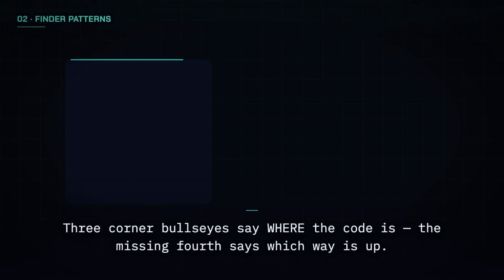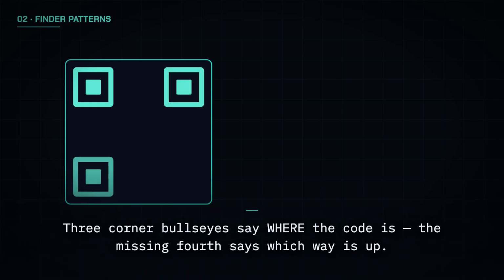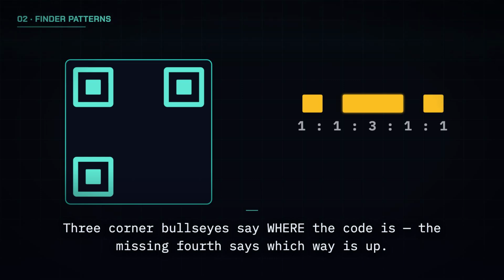Look at the 3 big squares in the corners. Those are finder patterns, and they solve the first problem. Where is the code? Each one is a bullseye, dark, light, dark, in a strict ratio of 1, 1, 3, 1, 1. Scan any line through it at any angle, and that ratio holds. Your phone hunts for that signature in every frame. 3 corners found, 1 corner empty. That asymmetry tells the phone which way is up.